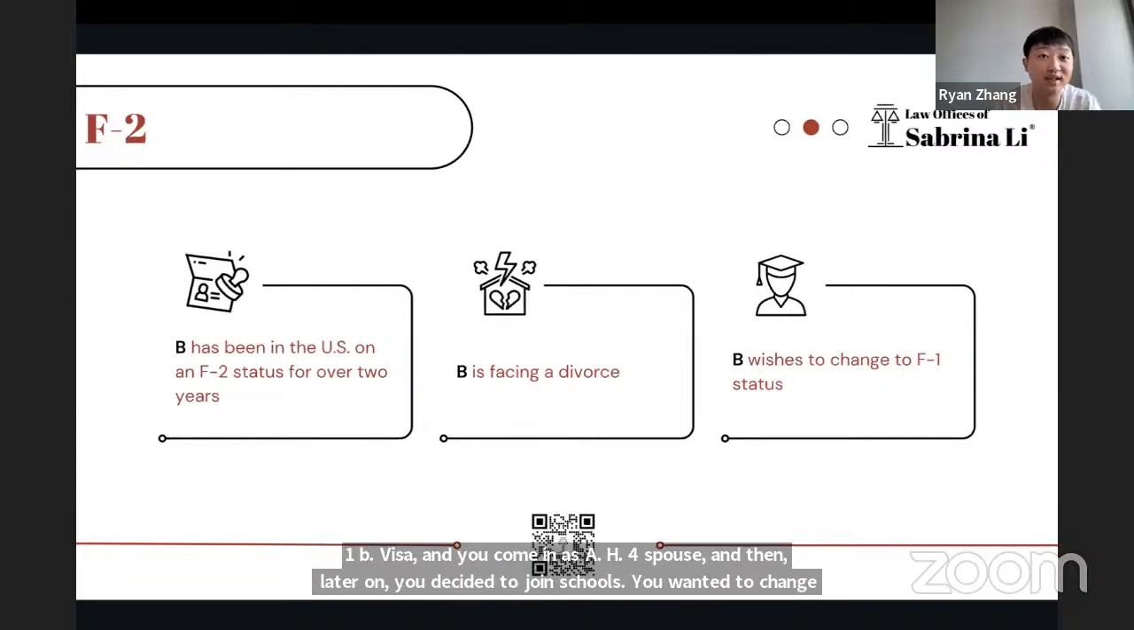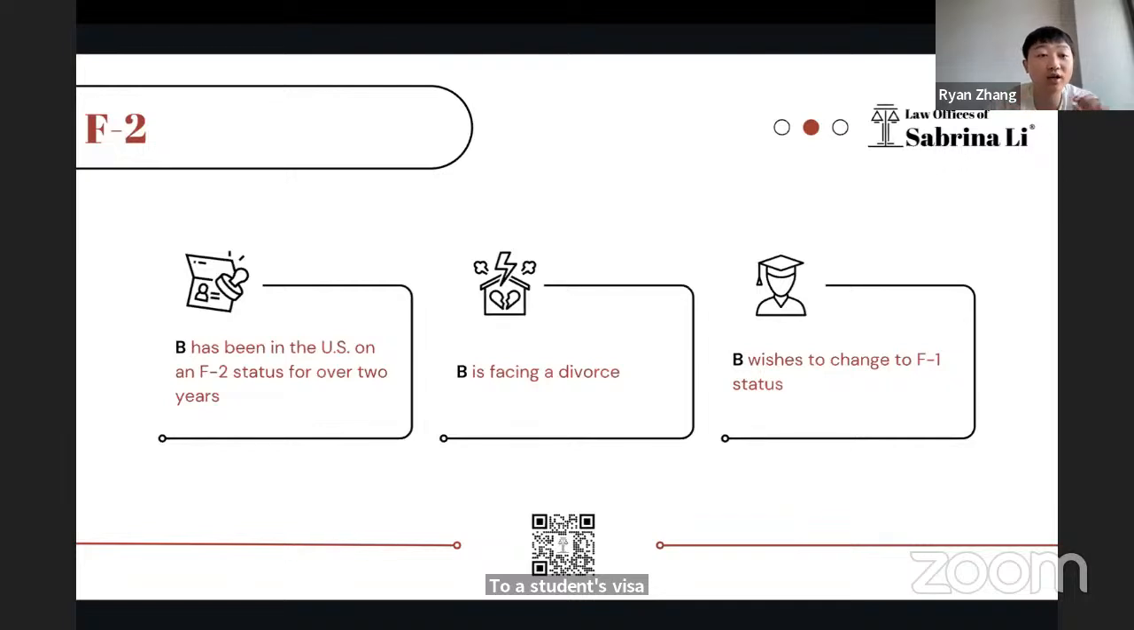And Evelyn, please correct me if I'm wrong in this. But we're not going to jump into F2 specifically for now. If this person has been in the US under F2 for a couple of years and then, under certain situations, wants to change to another visa, or that F2 visa is no longer effective, we want to talk a little bit about what the solutions could be. And next slide.